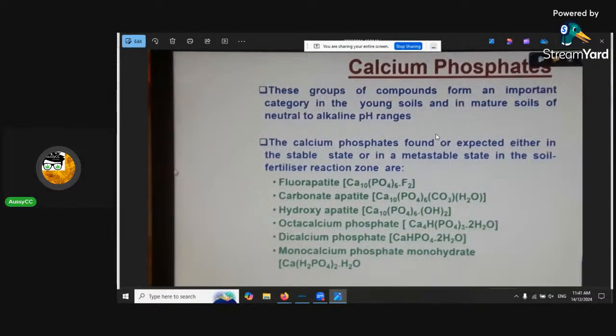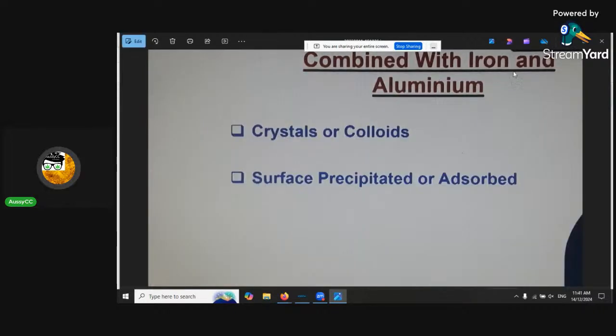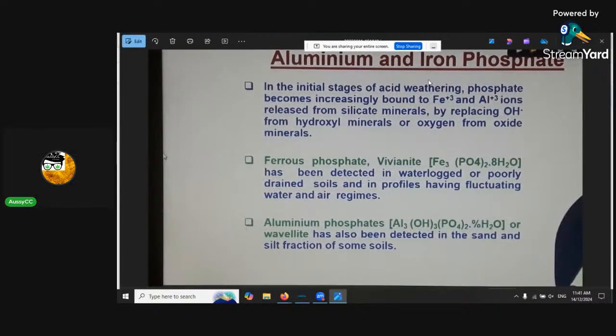Calcium phosphates, remember it was bound up? So these are the different forms. Quite high tech. Monocalcium phosphate monohydrate. And there's a few other ones there that are very long. Combined with iron and aluminium is not good, because that's going to bind up your cation exchange, and too much iron isn't good.